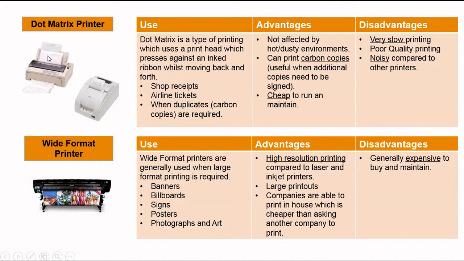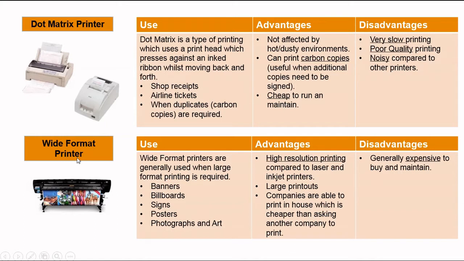So, when you paid your fees for books, you would have known there is a white paper in the front and the exact same carbon copy blue paper at the back and so on. The advantage is that it is not affected by hot or dusty environment, and it can print carbon copies, which none of the other printers are doing, and it is cheap to run and maintain, so that is why you will see it in shops. The disadvantage is that it is very slow printing and poor quality, and as you know from shopping malls, it is quite noisy as well.